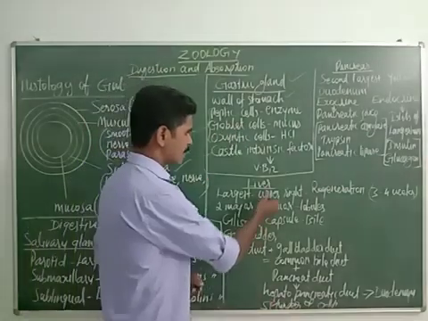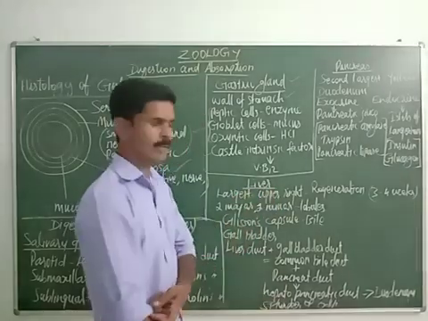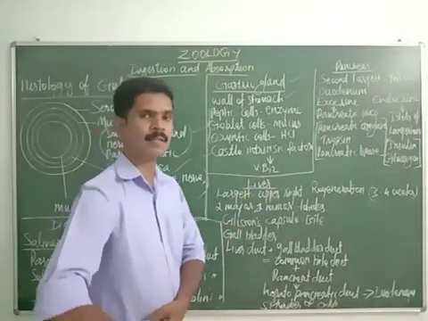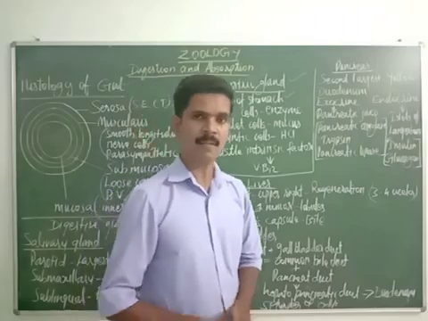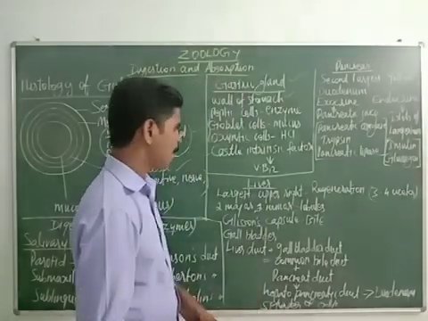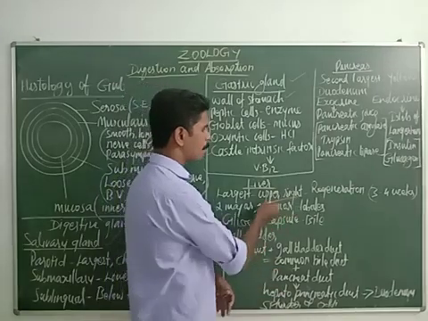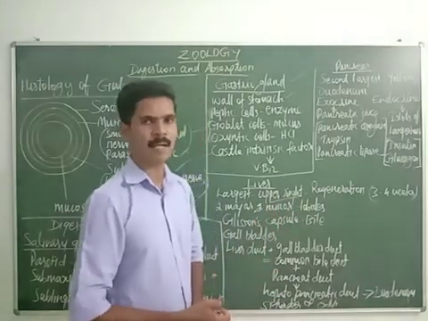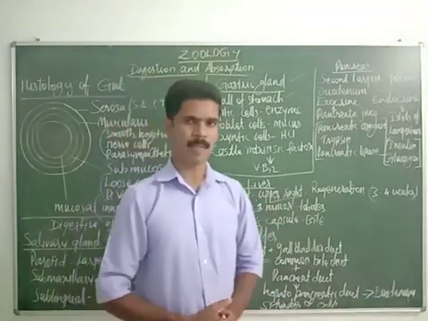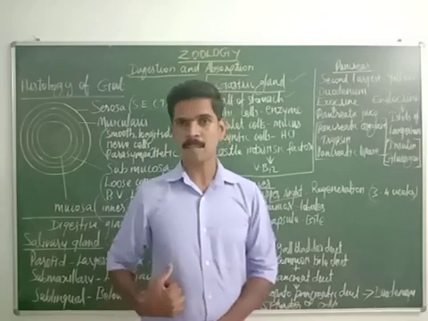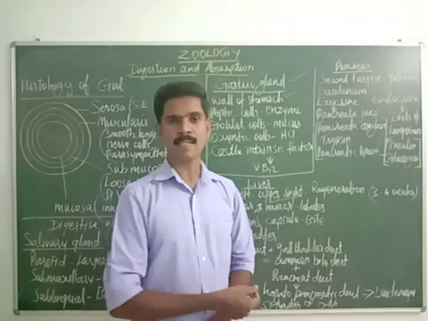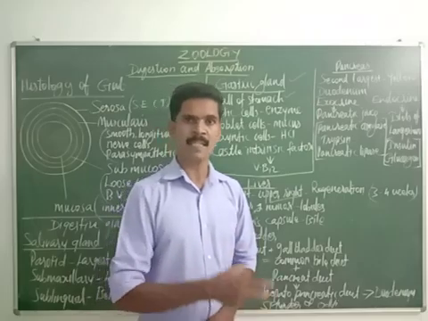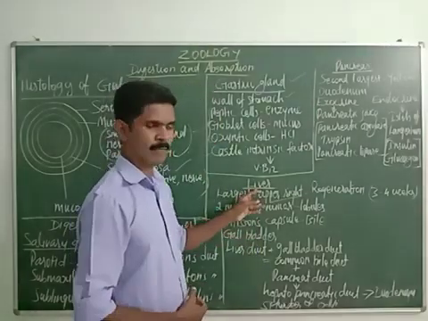Then the next gland is the liver. The liver is the largest gland present in our alimentary canal. It is located in the upper right side of the abdominal cavity. The upper left side of the abdominal cavity has the stomach, and the upper right side is occupied by this liver.